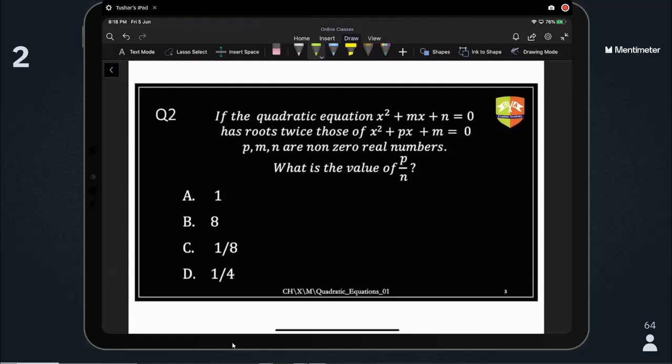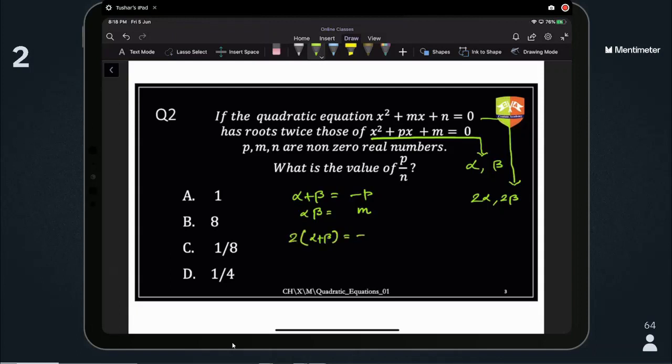Chalo. Let me solve this question. Quadratic equation x square plus mx plus n has roots twice those of x square plus px plus m. So let us say this particular quadratic equation has roots alpha and beta. So what will happen? Alpha plus beta is equal to minus p, and alpha beta is equal to m. Correct? Now the roots of this equation are 2 alpha, 2 beta, isn't it? So twice alpha plus beta is equal to minus m, and twice alpha twice beta is equal to how much? N.